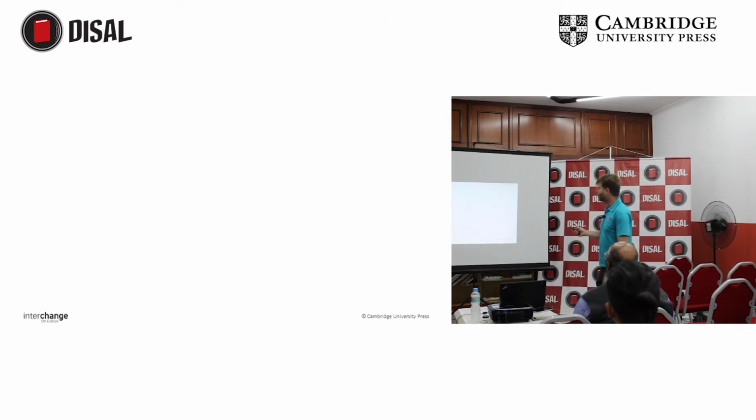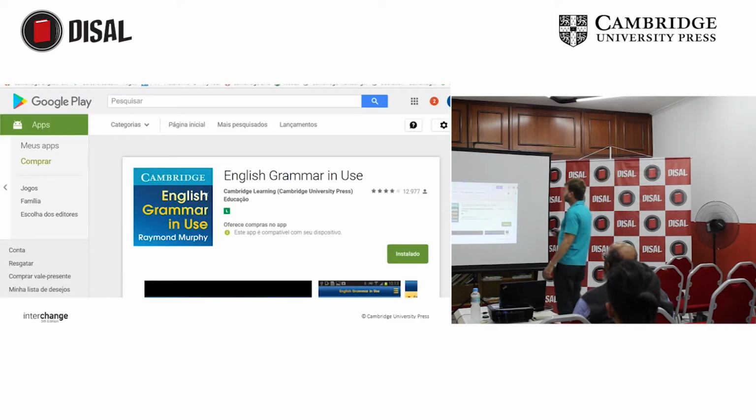Okay? Good. So let's see some of the apps your students can use. This is an interesting app for your students to learn grammar. It's called English Grammar Use. There are 3 different apps: the Essential Grammar Use, English Grammar Use, and Advanced Grammar Use. Advanced, of course, is for more advanced students. Essential is more for beginners.